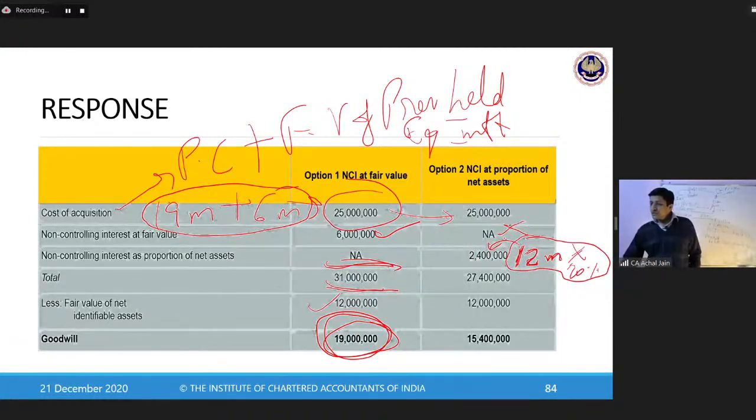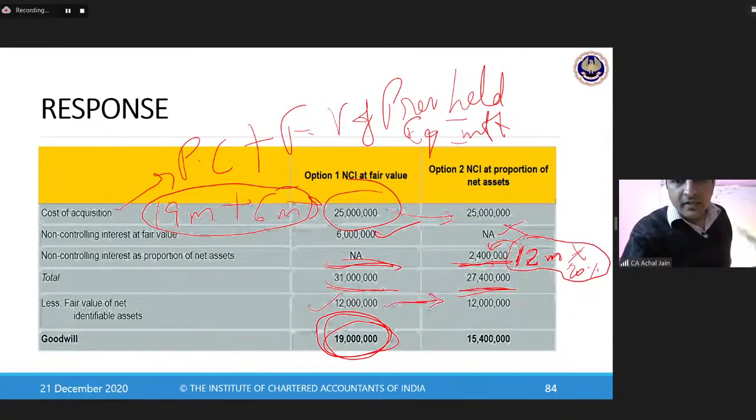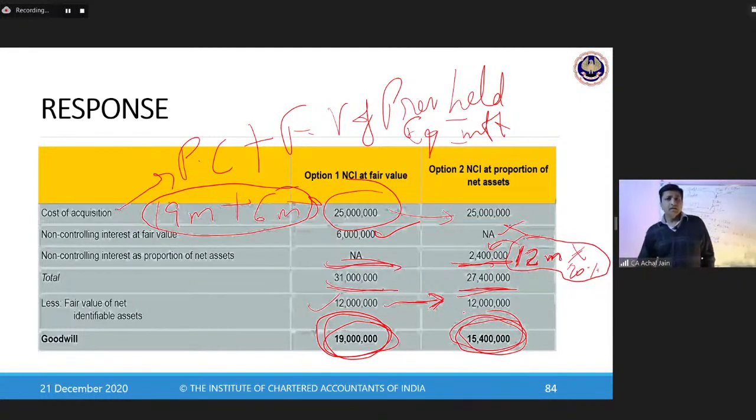Pujita also solved this, and Pujita is getting 15.4 million as the goodwill in option number 2. Very good. Now with this, what do we get? Total of purchase consideration plus fair value of previously held equity interest plus NCI, 27.4 million. From this, the component of fair value of net assets will remain same, 12 million. So what do we get? 15.4 million as the amount of goodwill.